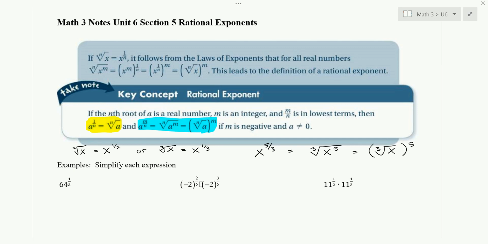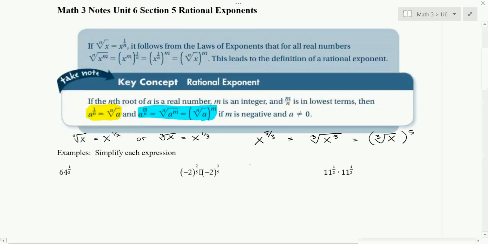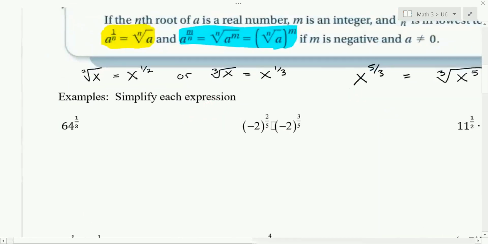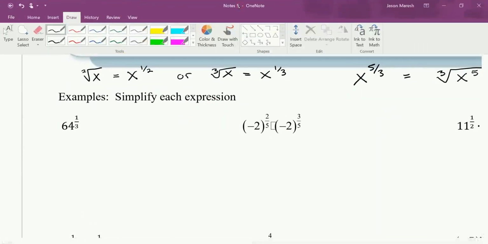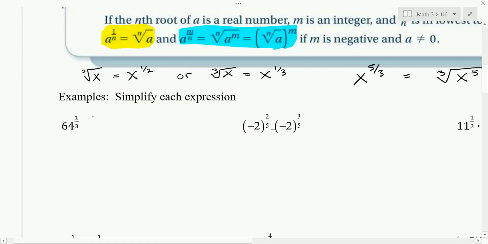Okay, so let's take a look at some examples. So 64 to the 1/3 power. There's a couple ways to do this. So one way is to just work with the exponents. And to do that, you want to know, well, 64 is the same thing as 4 to the 3rd power. So you could change that to 4 to the 3rd power. We still have the 1/3 out here.